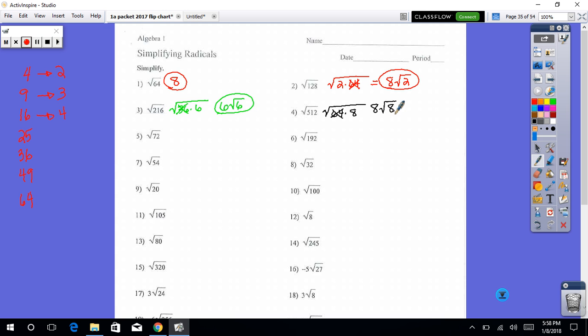However, I know that the square root of 8 is not completely simplified. So let's break that guy down. 8 can go into 4 and 2. The square root of 4 is 2, so we bring that out to the front. 2 times 8 is 16. Square root of 2.